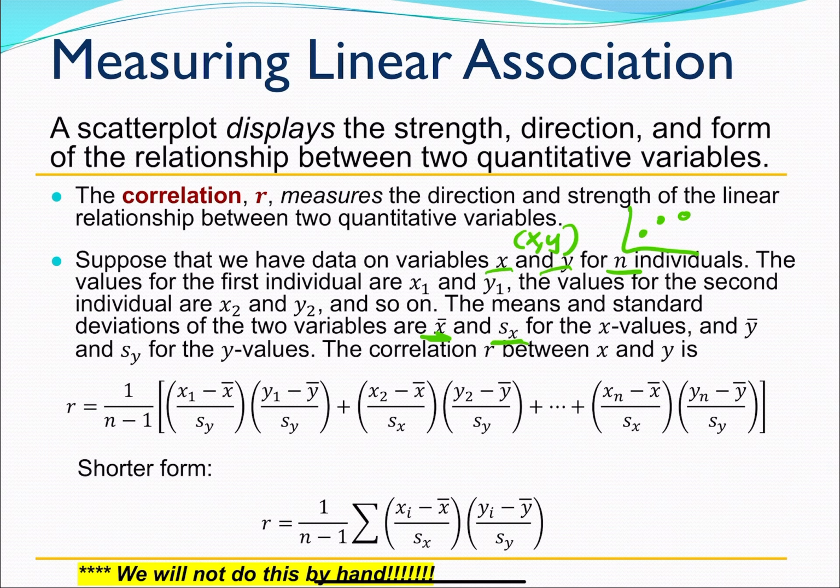What it's doing is taking each individual X value, subtracting the mean of our explanatory variable, and dividing that by the standard deviation of X, multiplying that by each Y value minus the Y mean, divided by the standard deviation of Y, multiplying those together, adding them up with the summation symbol, and then multiplying the whole thing by 1 over our sample size minus 1. But we aren't going to do this by hand. We're going to do this in R. And we'll talk more about that in our next video.